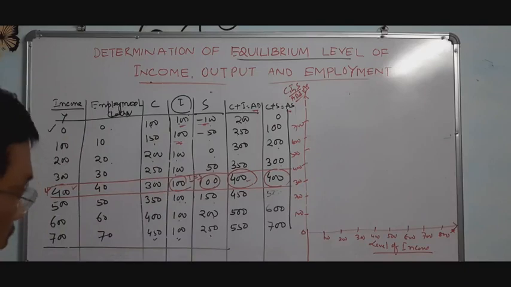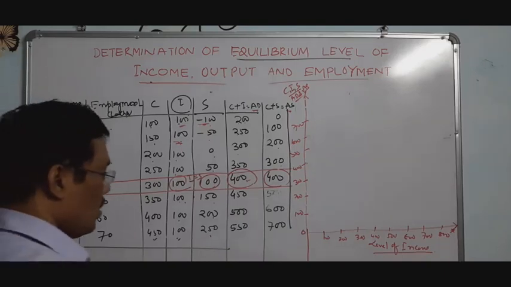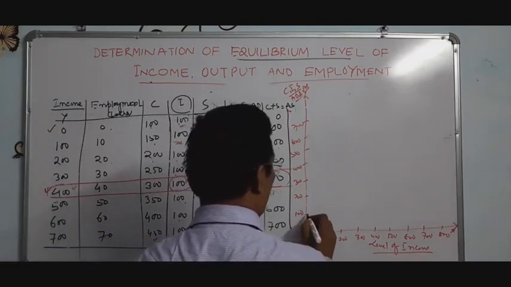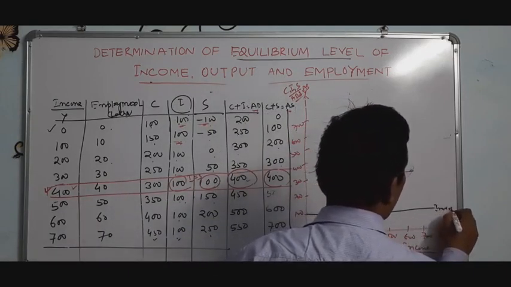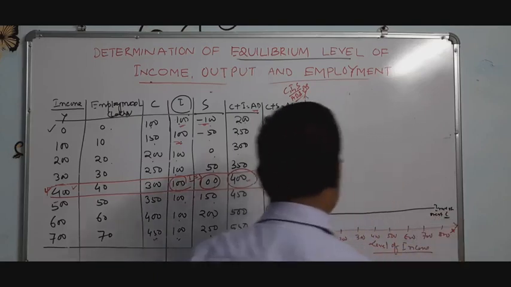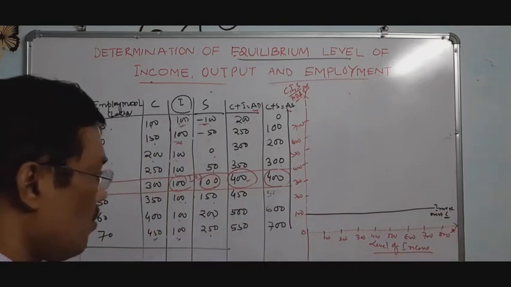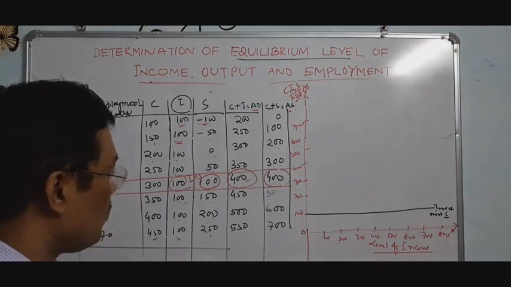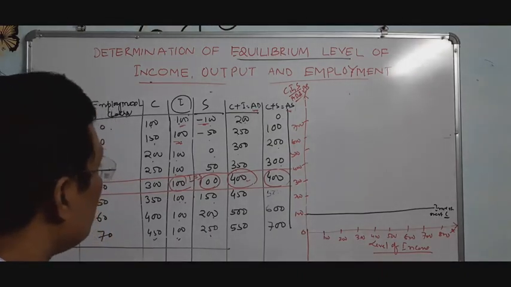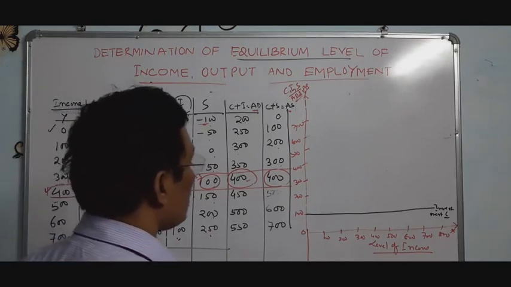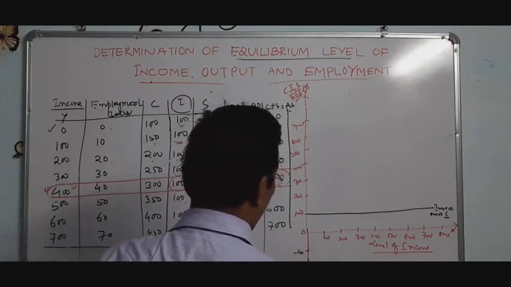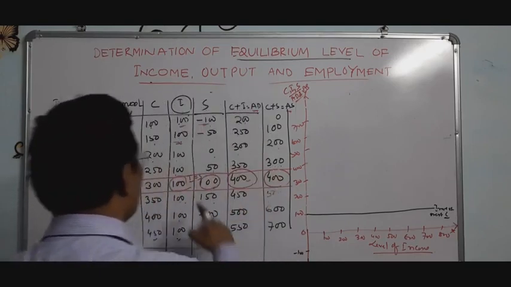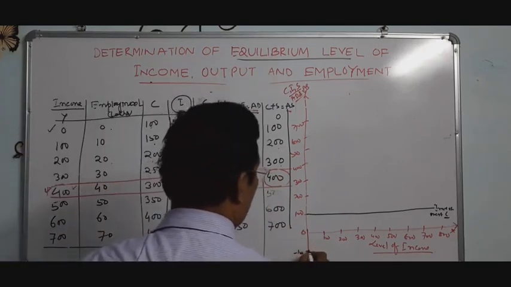Now, first of all, we'll draw the investment line. At zero level of income, this is the investment curve. Whatever the income, investment is constant. This is called the autonomous investment curve. Then I will draw the saving curve. This is minus 100, minus 200. At zero level of income, saving is minus 100.